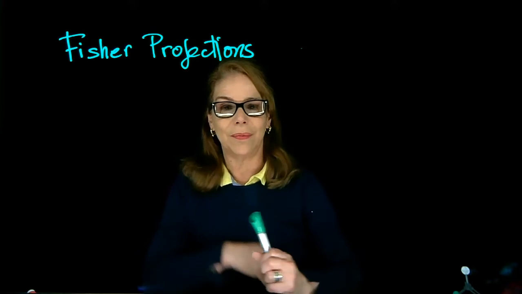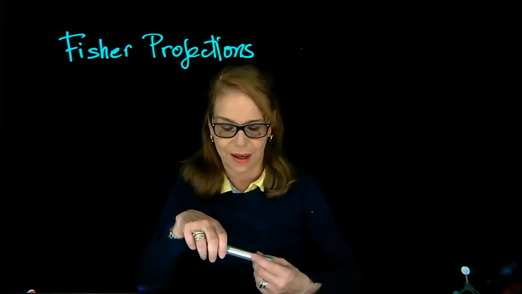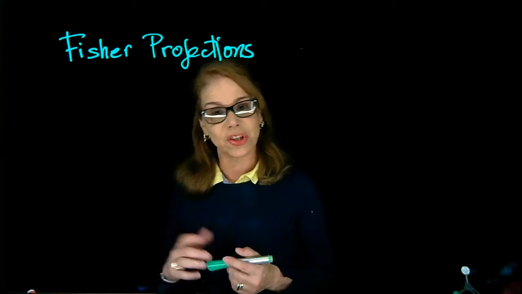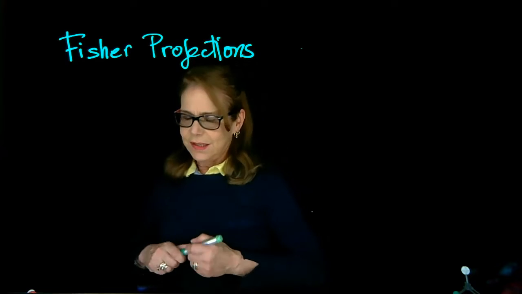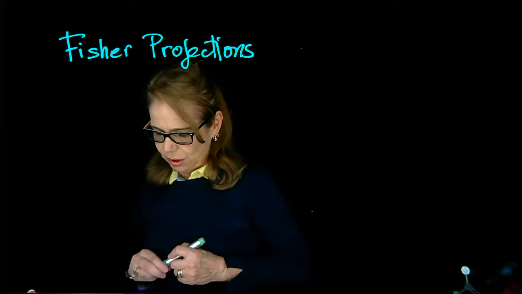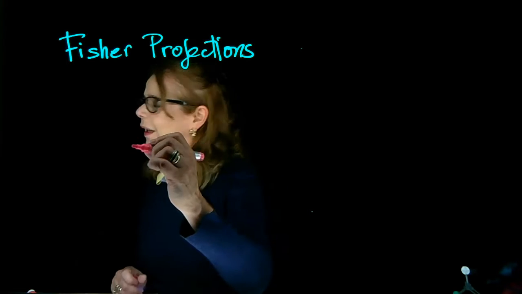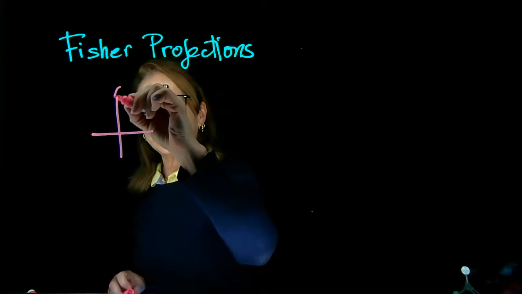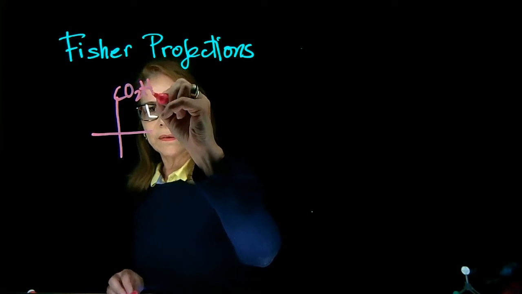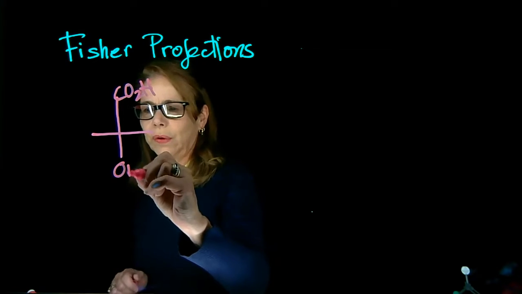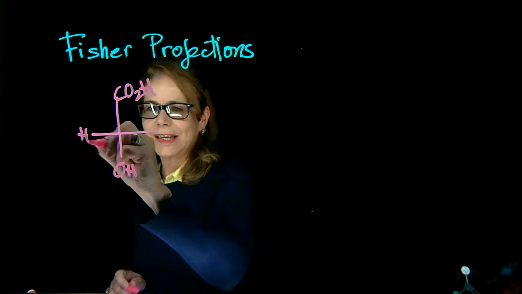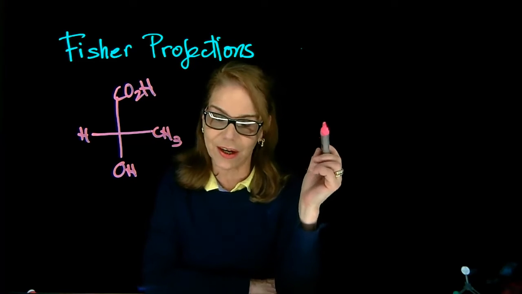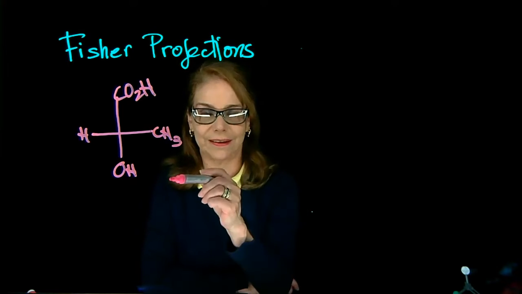Let's work now with manipulations of Fischer projections and see what results after you do things such as rotations. So let's do one molecule here. Let's say I have only one chiral center, with one OH, H, and CH3. Let's do a quick determination of the absolute configuration at the center.